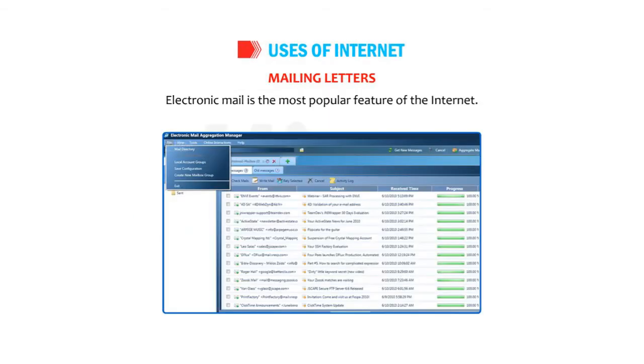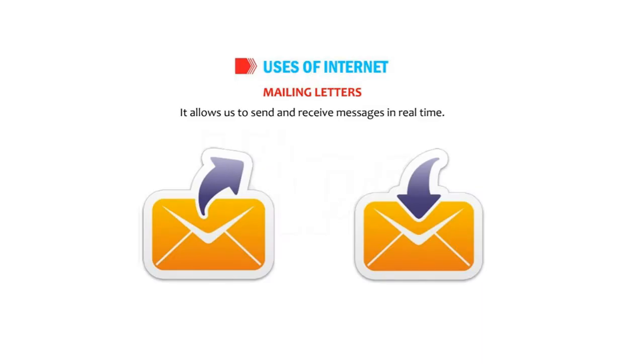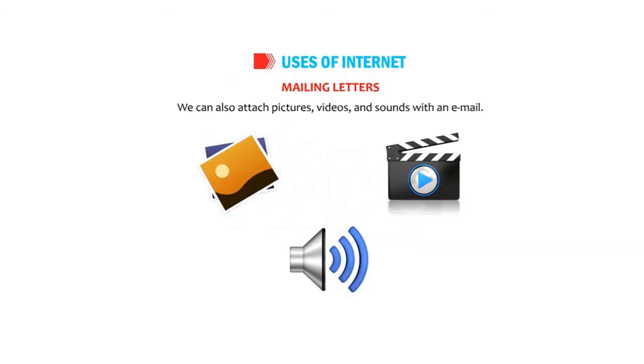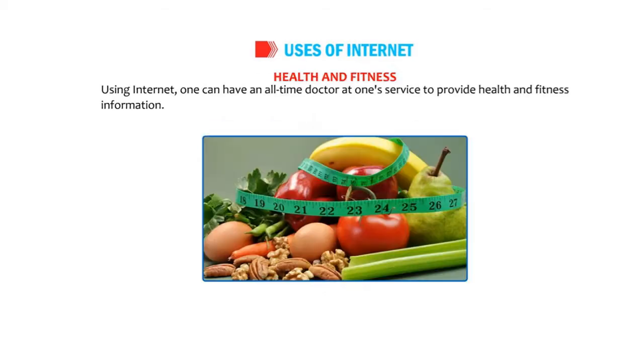Okay, next one is mailing letters. Electronic mail is the most popular feature of the internet. It allows us to send and receive messages in real time. We can also attach pictures, videos, and sounds with an email.